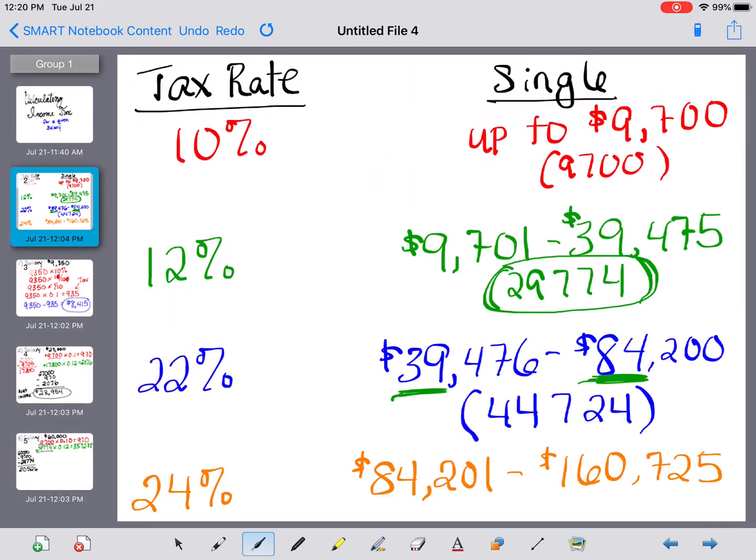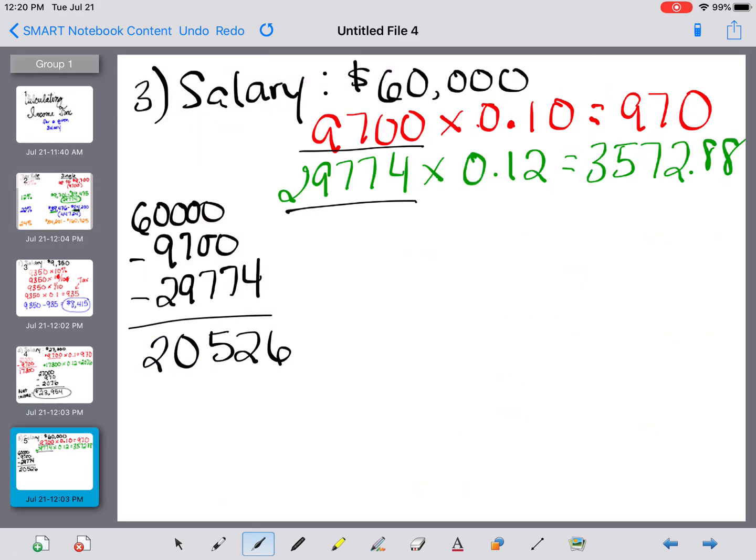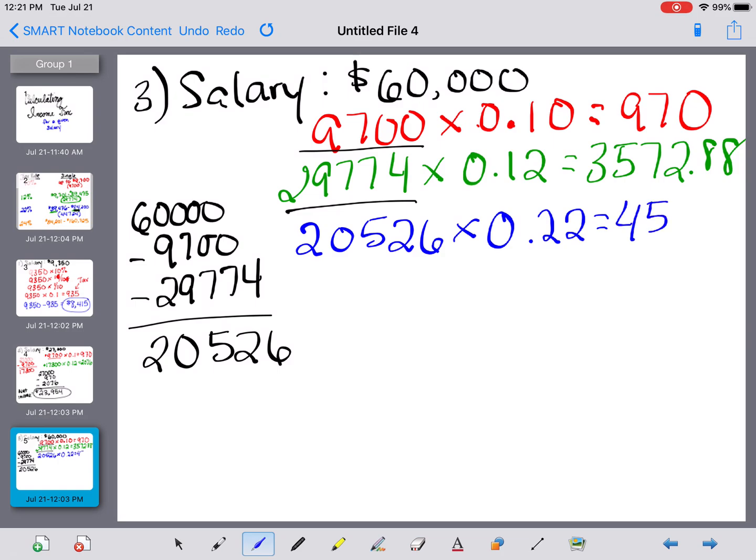Because I have that much left over, that's how much is going to get taxed at the blue rate, because it's not maximized out. We did not pass the $84,000 right here. So at 22%, I'm going to have that number that I just wrote, 20,526, and I'm going to take that tax at 22%. So that's 0.22, and that's all I have to do. Once I multiply that by 0.22, I get that that is equal to $4,515.72.